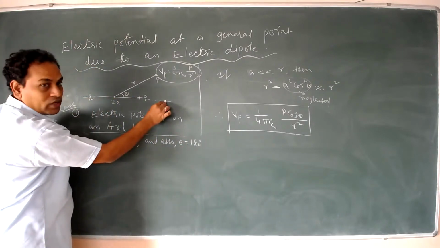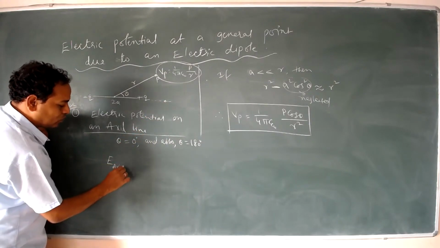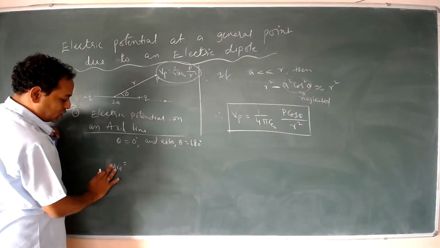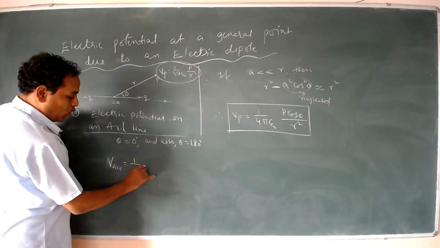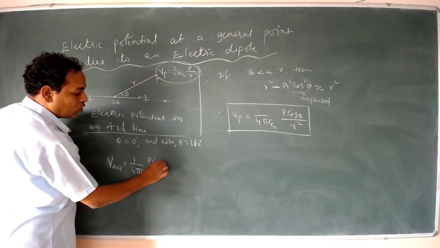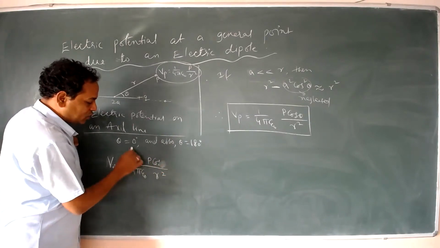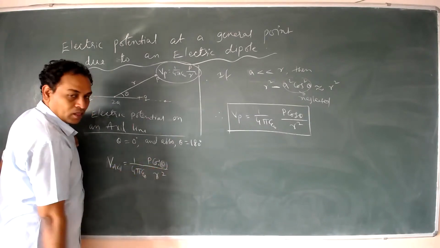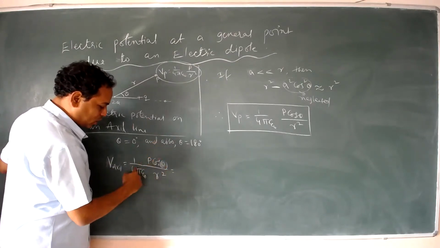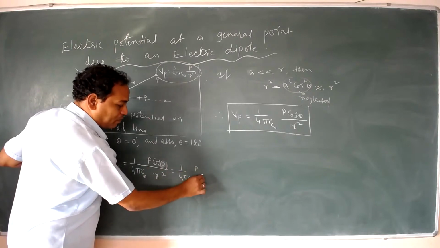So if I talk about here, the axial potential V axial will be 1 by 4 pi epsilon naught into P cos theta by R square. So here, if I substitute theta as 0, cos 0 will become 1. Therefore, it will be 1 by 4 pi epsilon naught into P by R square.